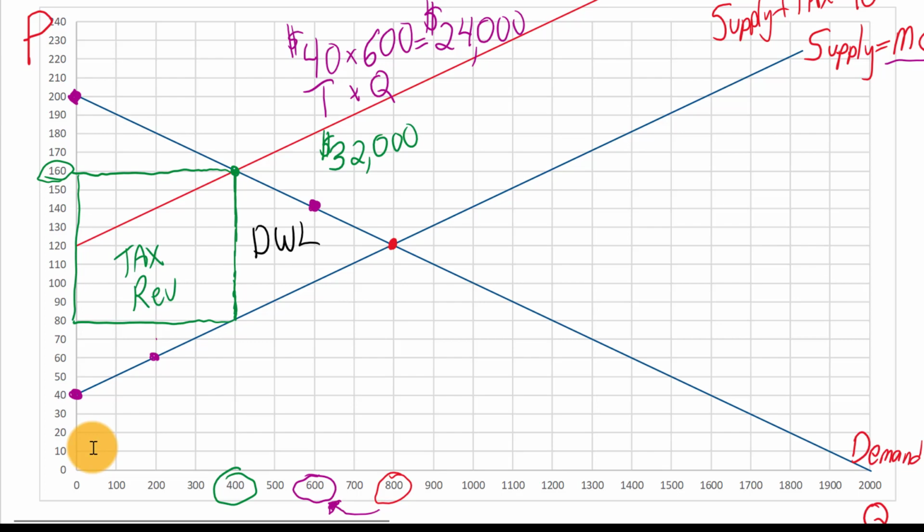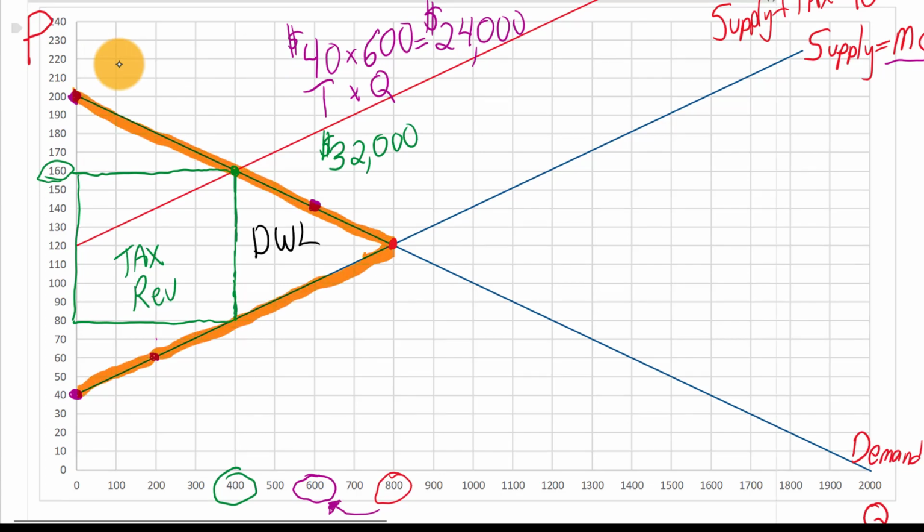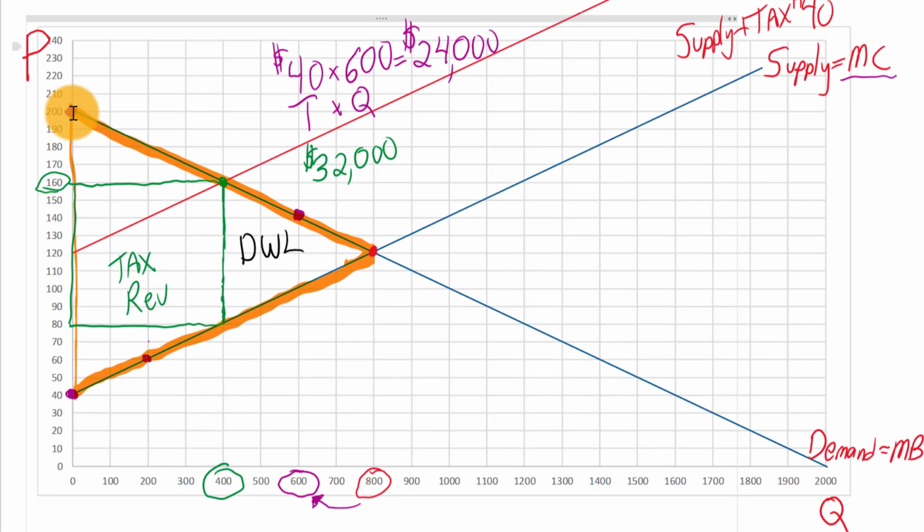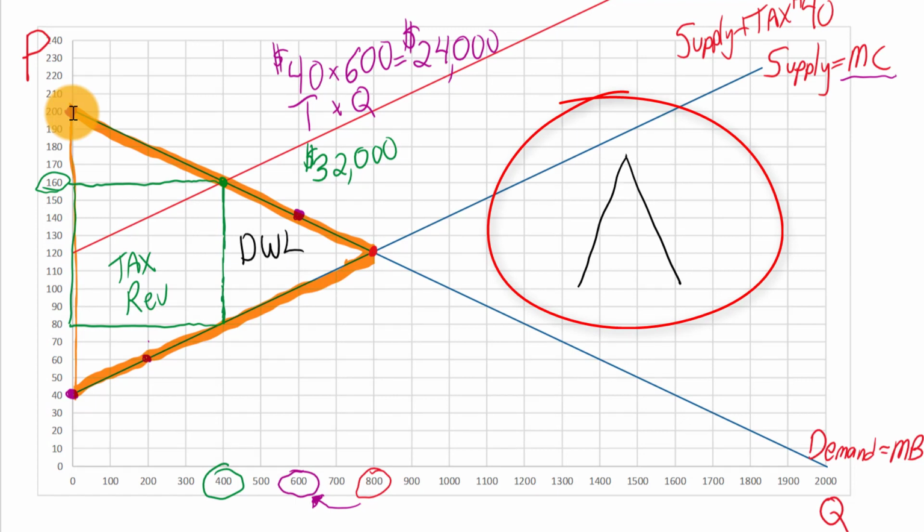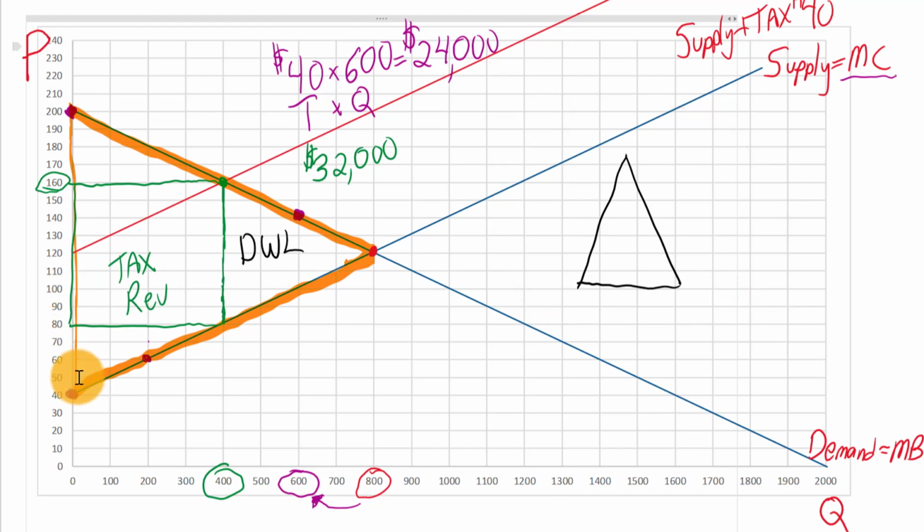Here are a couple things we can say. This total surplus triangle here, right? So this is what total surplus is without a tax. That's what we always want to compare back to. We can think about it as this triangle here. Let me just set it up on its end. And the base of this triangle is always going to be A minus C, right? The y-intercept of the demand minus the y-intercept of the supply.